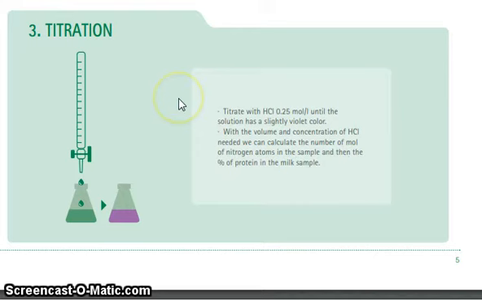Now friends, do the titration. Titrate with 0.25 mole HCl until the solution has a slightly violet color. With the volume and concentration of HCl needed, we can calculate the number of moles of nitrogen atoms in the sample and then the percentage of protein in the milk sample.